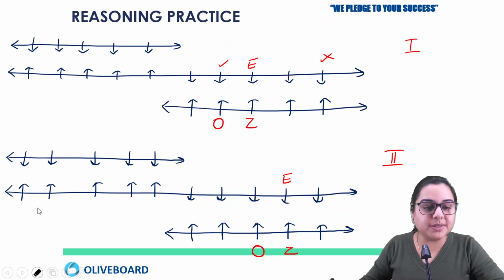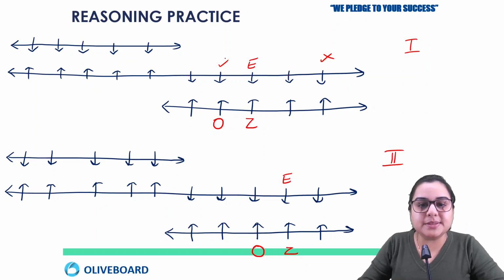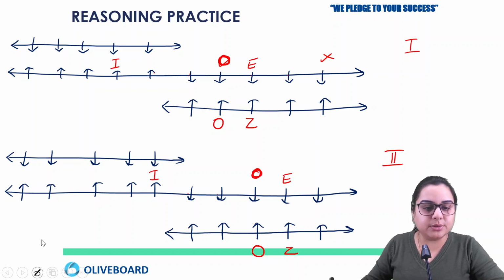So the information is I and the person who faces O. So this is the person who faces O. So leaving two positions, I will be written here. Okay, in second possibility, the person who faces O is this, and leaving two positions, I will be written here. Okay, so these are the two possibilities about I.